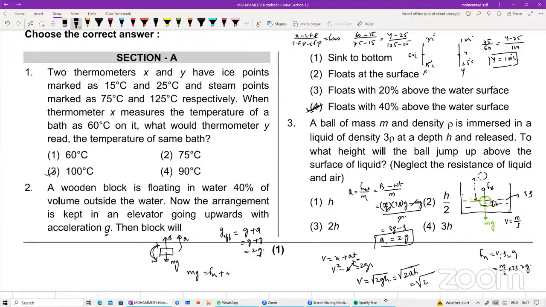So it is under root of 2 times acceleration 2g into your height h. That means this will become under root of 4gh. Isn't it? So we need to calculate what height it has been going.